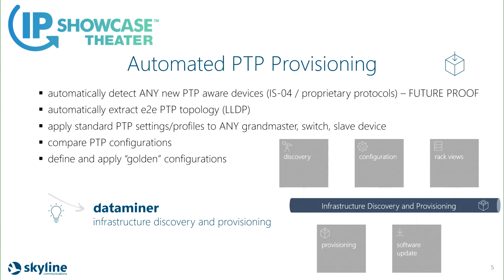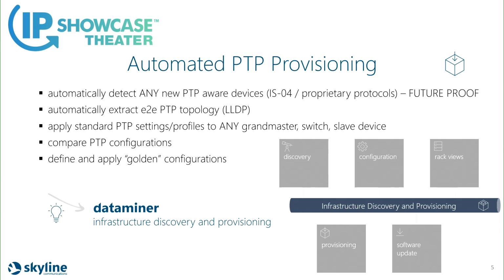We have a tool set called infrastructure discovery and provisioning, and it comes together with finding your infrastructure in the network. That's the first thing. You want to automatically detect new devices in the network, also the PTP aware devices. That can be done via multiple mechanisms. ISO 4 is one of them, but still we see a lot of products that don't support it. So you need to have a tool set, a platform to also support proprietary protocols to be future-proof and to make sure you can detect devices automatically today. That's really the first step when we deploy those projects.